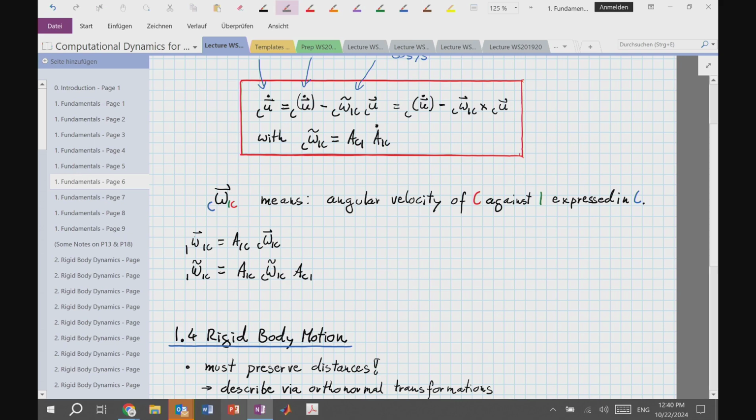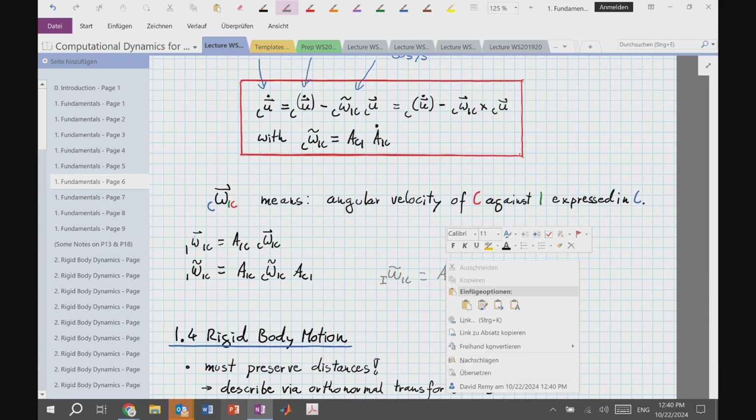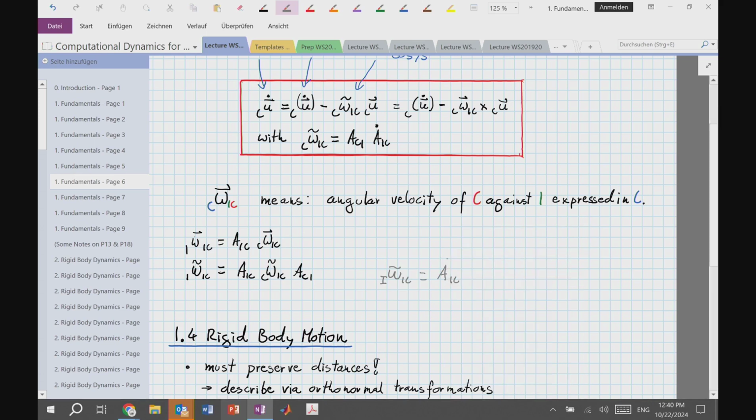And then if I apply this, for example, to our definition, just as a side note, because we're going to need this in one of the exercises, omega IC tilde is defined as AIC dot times ACI. Right? But that follows from this definition up here after applying these transformations.